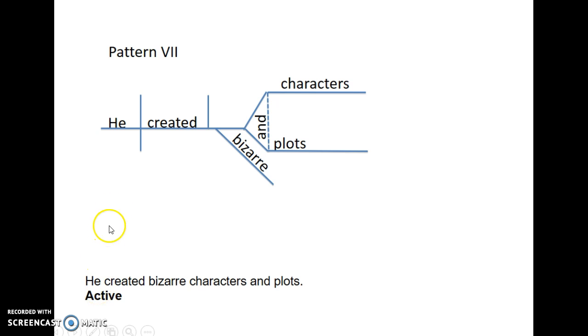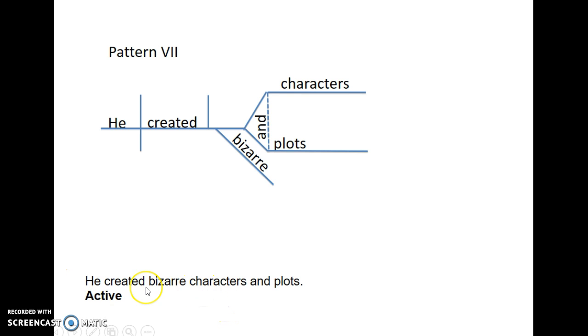Next one is active as well, with subject verb. He created what? Characters and plots are our two nouns. So again, we have the little bracketed structure to show that we have two direct objects here. The tricky thing about this one is the adjective bizarre, and there are a couple of ways of going about this. Your initial impulse is going to be to put bizarre under characters because it's modifying that noun, which is correct. That's not incorrect.